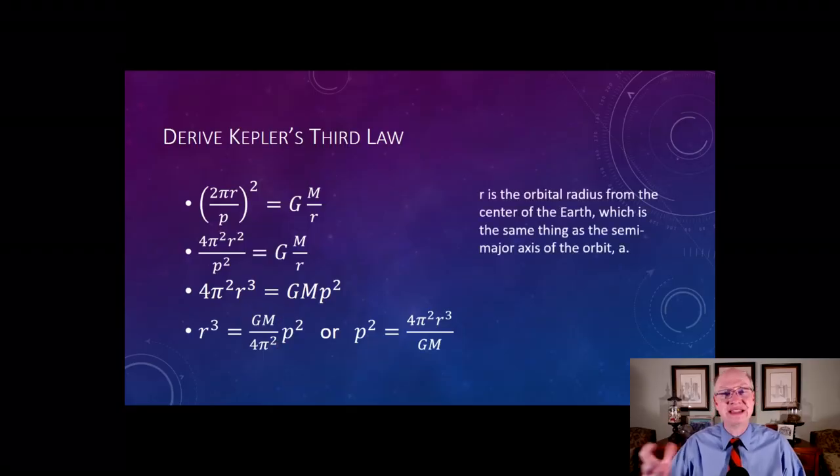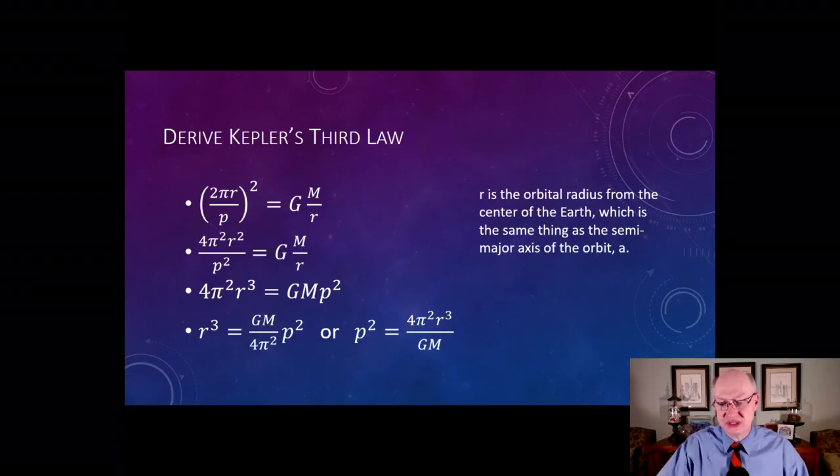Okay, so that's that. And just remember that r in this case is the orbital radius. If we're talking about satellites going around the Earth, it's from the center of the Earth. If we're talking about planets going around the sun, it's from the center of the sun. And that's just the semi-major axis. So we can substitute a for r because they both mean the same thing.